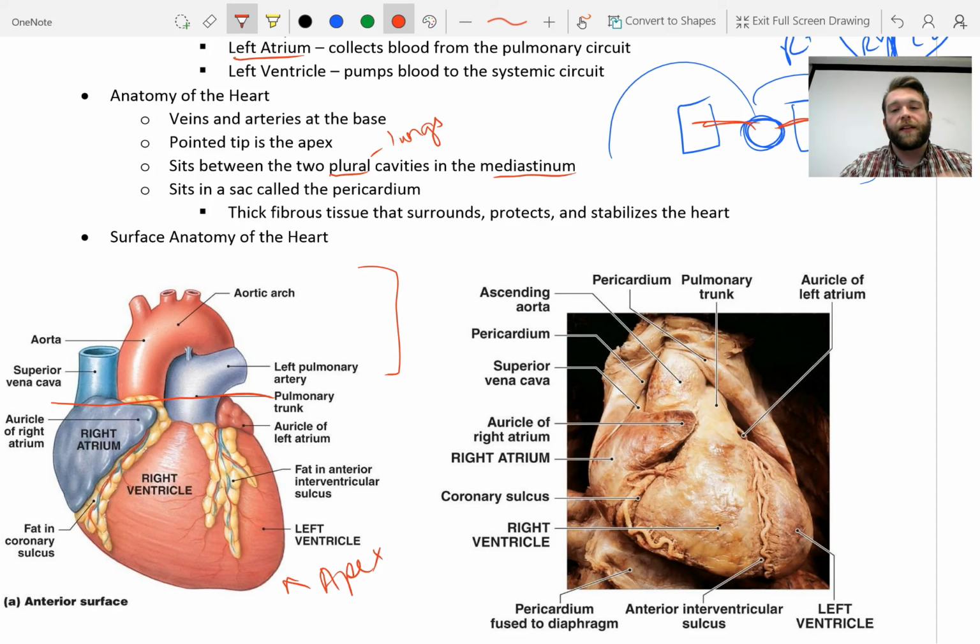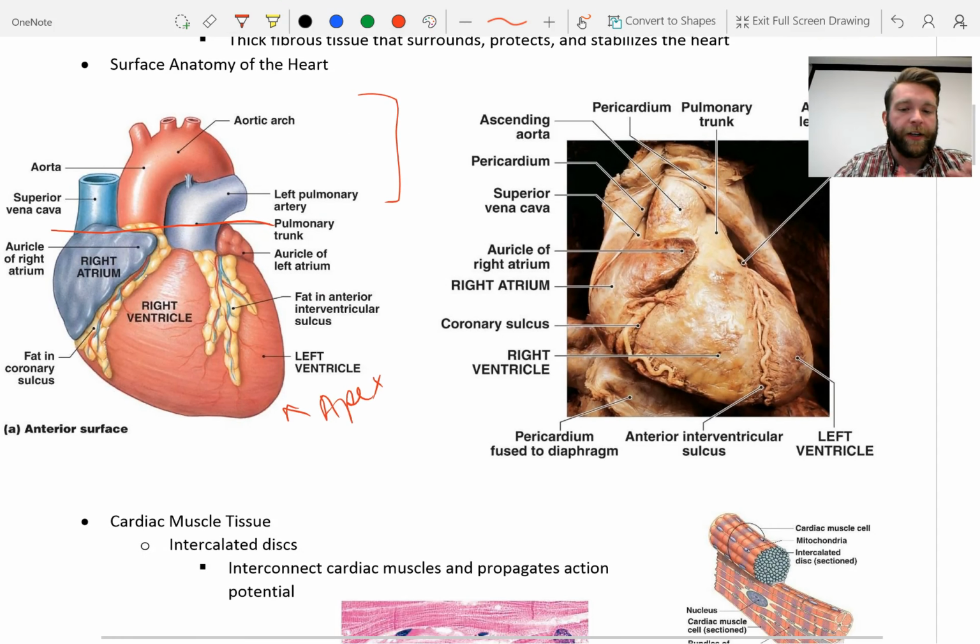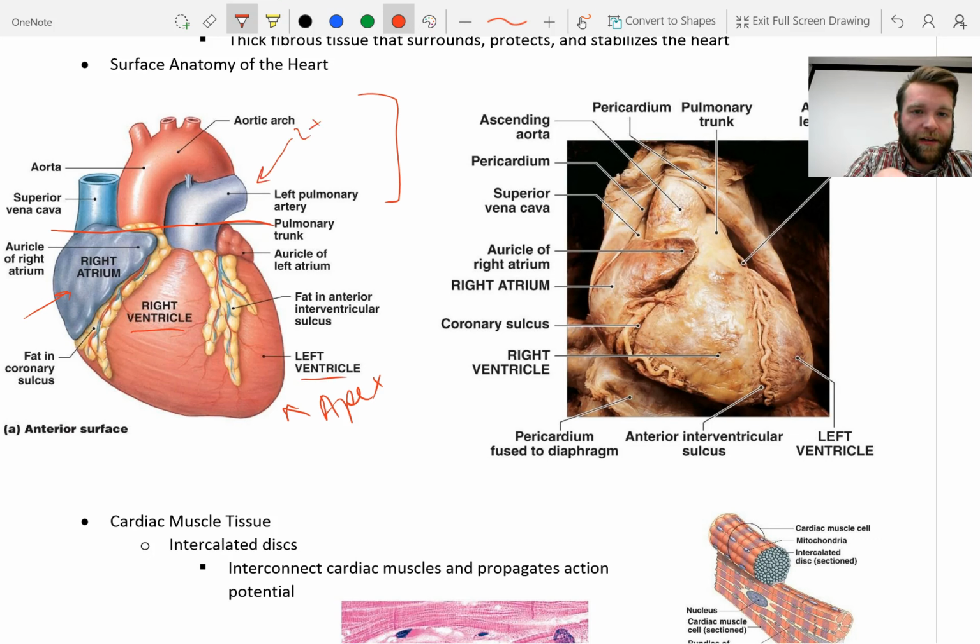Let's look at some surface anatomy of the heart. You're going to look at this again when you do your heart dissections. So let's just label some things. We've got the right atria, right ventricle, and left atria, which is behind here.